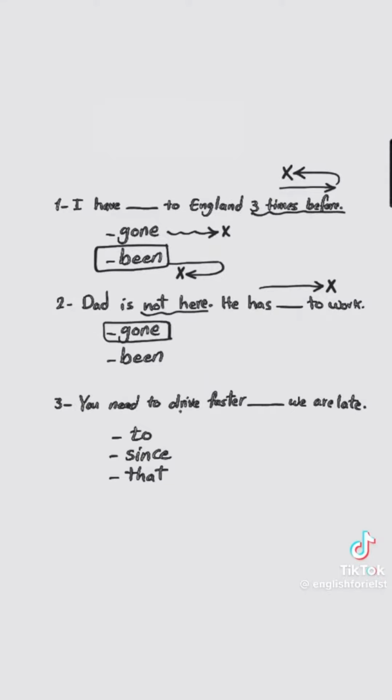Number 3, you need to drive faster. We are late. Look here, you need to drive faster because we are late. So we need one of these. We need a word which means because. Which one of these means because? Good job. Since. Since equals because equals as. They all have the same meaning.